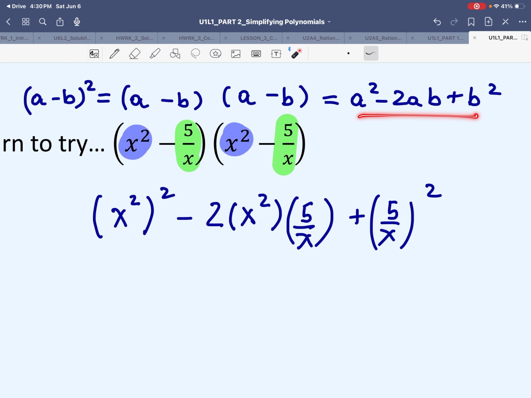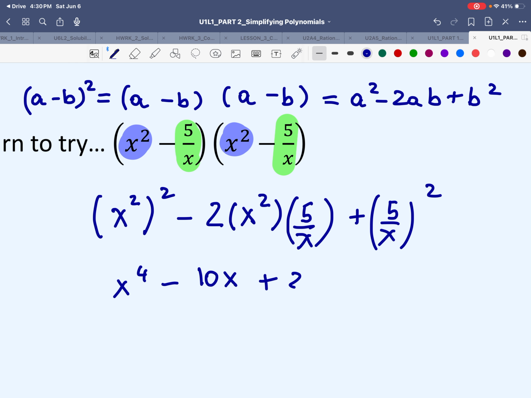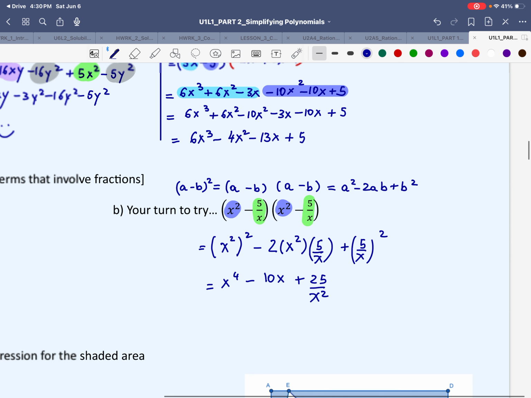So I simply apply this formula, and now we have x to the power 4 minus, careful here, you can simplify. X squared and x will simplify to x minus 10x, and then plus 25 over x to the power of 2, and this would be the final answer.